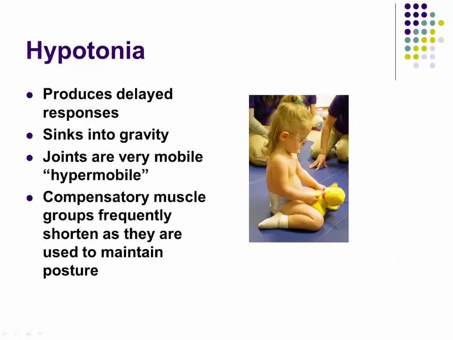Okay, so now we're going to switch gears and talk about hypotonicity, which is low tone. Children who are low tone are going to be very slow to respond. They tend to sink into gravity. Because they have a lot of flexibility, there's no stiffness in their joints at all. So their joints are very mobile, or what we call hypermobile, as opposed to the child with hypertonicity, whose joints are very stiff and would be considered hypomobile.